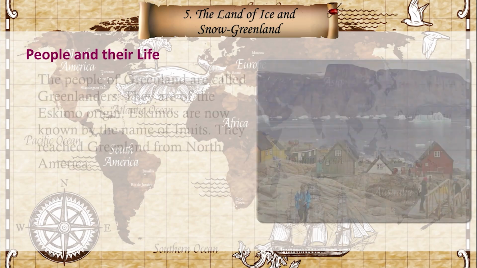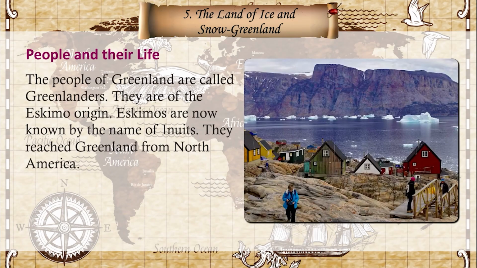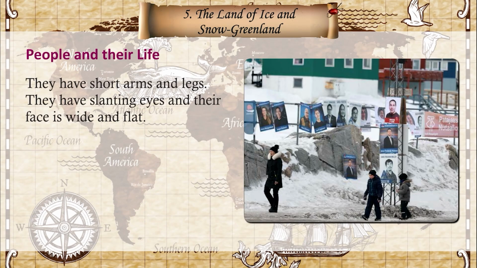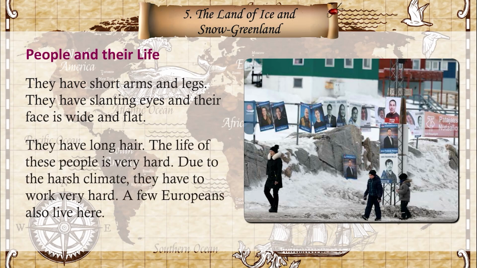People and their life. The people of Greenland are called Greenlanders. They are of Eskimo origin. Eskimos are now known by the name of Inuits. They reached Greenland from North America. They are very hardy people. They have a short, thick body. The Eskimos are yellowish-brown in color. They have short arms and legs. They have slanting eyes and their face is wide and flat. They have long hair. The life of these people is very hard.